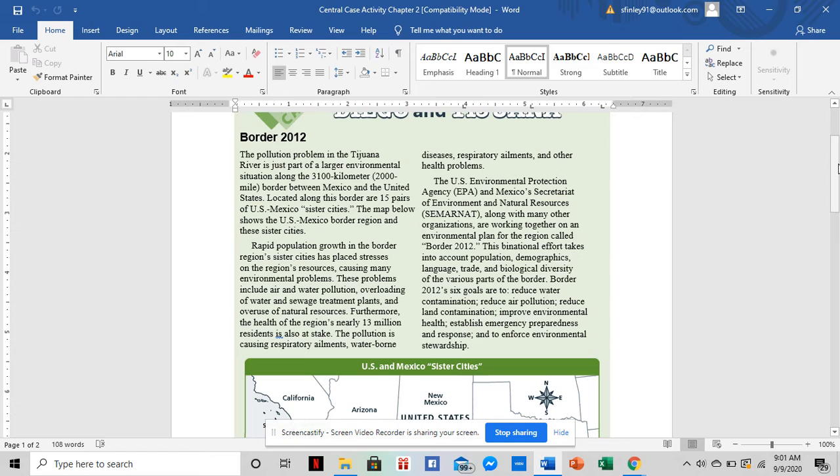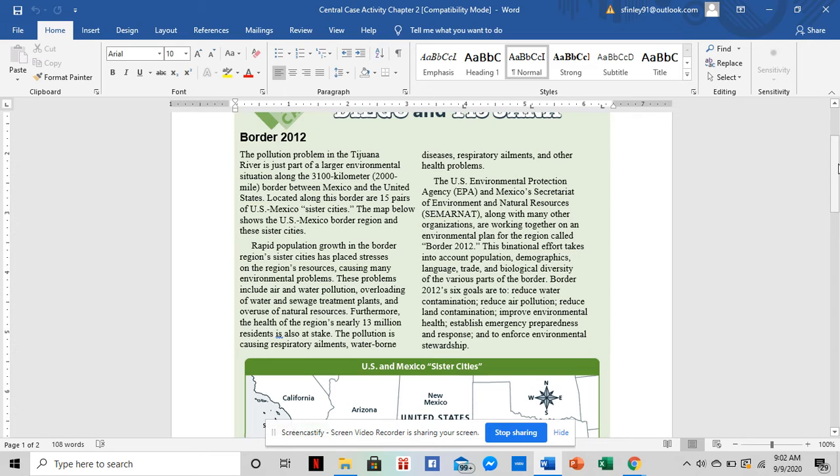Furthermore, the health of the region's nearly 13 million residents is also at stake. Think about it: if you have pollution, that pollution is going to harm people. The more pollution you have, the more illnesses and other things are going to happen. The pollution is causing respiratory problems, waterborne diseases, and other health problems due to how many people are existing in that one area. The more people crammed into a small amount of space, the more pollution occurs, and the more pollution occurs, the more illnesses tend to happen.